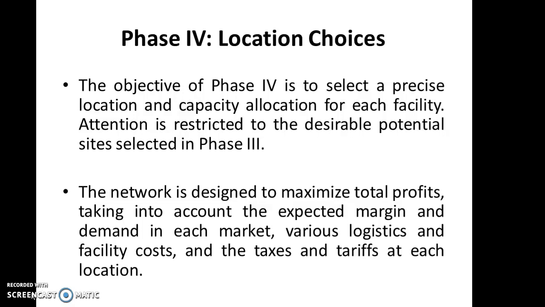The network is designed to maximize total profits, because that is the ultimate aim of the supply chain network system: to maximize the profit, taking into account the expected margin and demand in each market and various logistics and facility costs, and of course the taxes and tariffs at each location, because the taxes and tariffs may vary depending on the location. So we should consider all these cost factors to decide the profits in the particular facility.